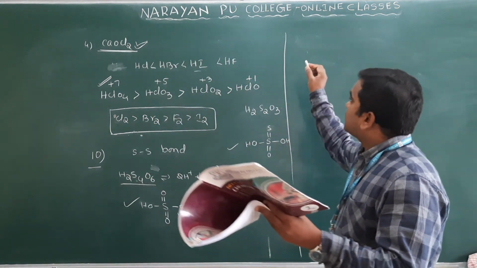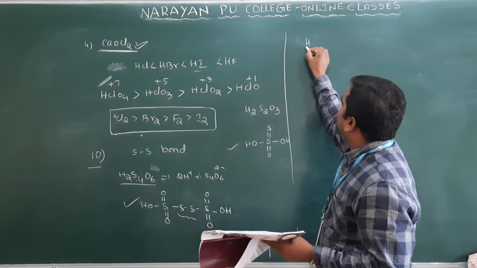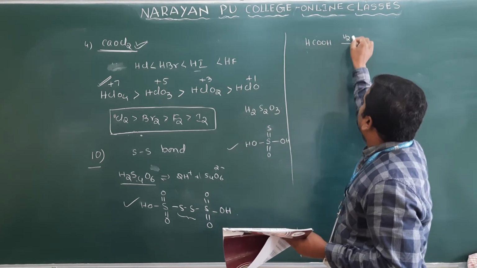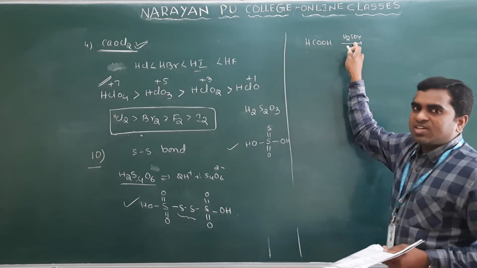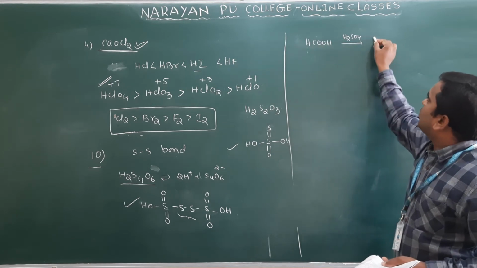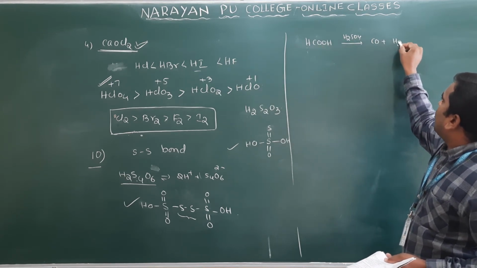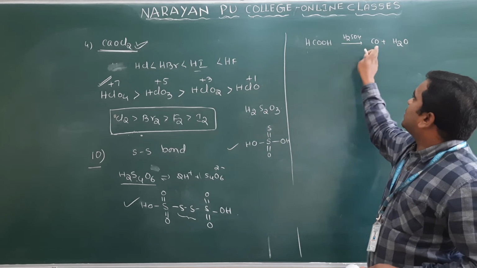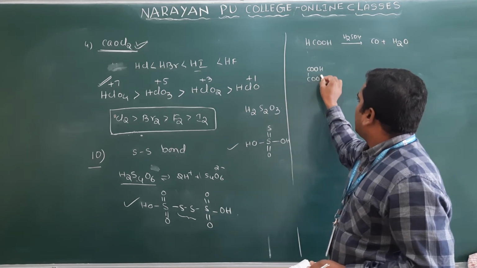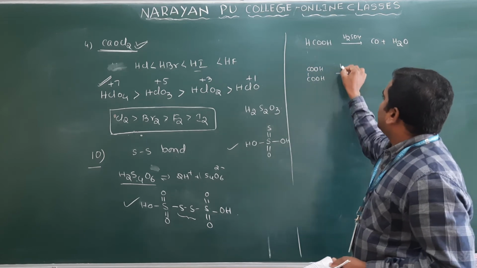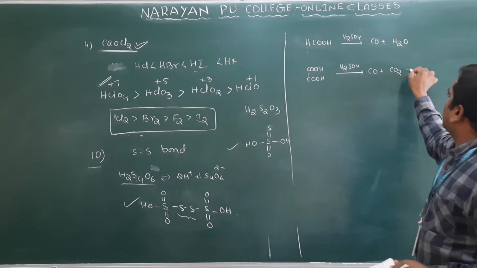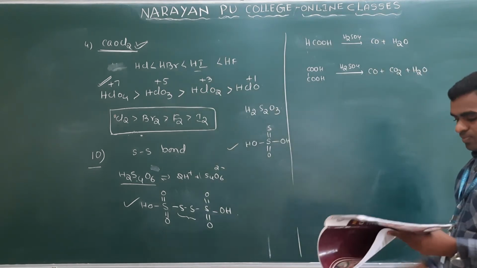Clear? See, the first one is formic acid. What is the formic acid formula? HCOOH. It is treated with which one? H2SO4. You know, concentrated H2SO4 acts as a dehydrating agent, and it removes one water molecule, and it gives CO. And formic acid means HCOOH, and here with H2SO4 what compound will you get? You get CO plus H2O.